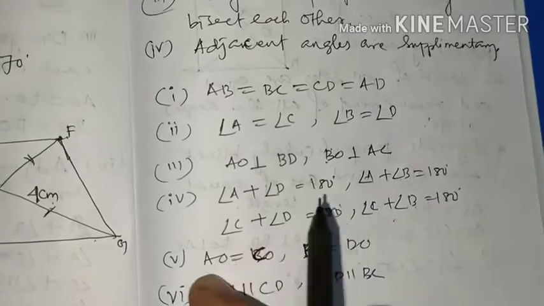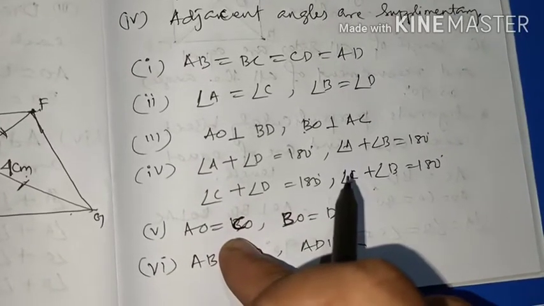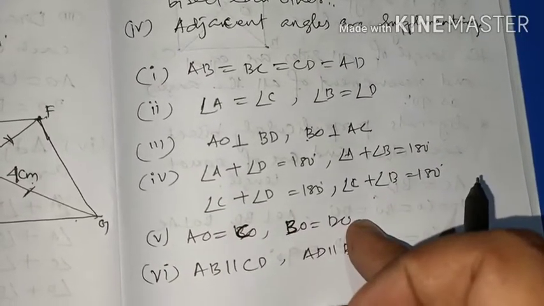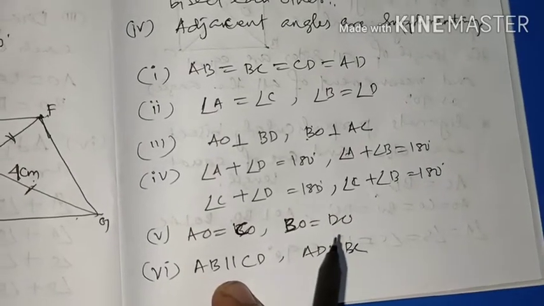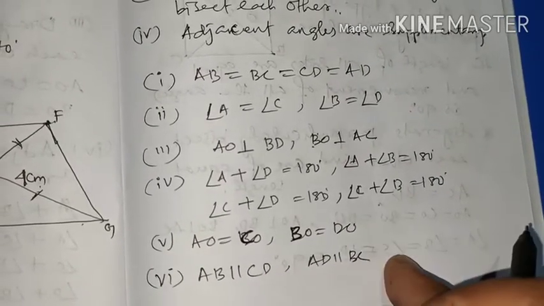And you know that the diagonals bisect each other. It means AO is equal to CO and BO is equal to DO. And you know the property of a parallelogram, that AB is parallel to CD and AD is parallel to BC.